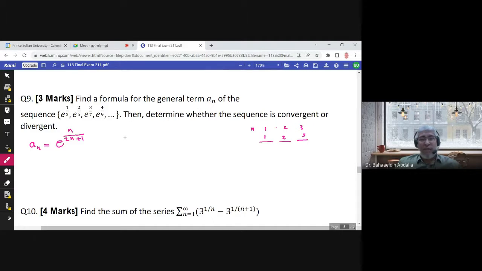This is an. And now to find whether the sequence is convergent or divergent, I find the limit of an when n goes to infinity. And to find this limit, I take the limit. And when n goes to infinity, the highest power with the highest power cancel, so I'll have half. So in fact, this is e to the power half. So the limit is e to the power half, so the sequence is convergent.